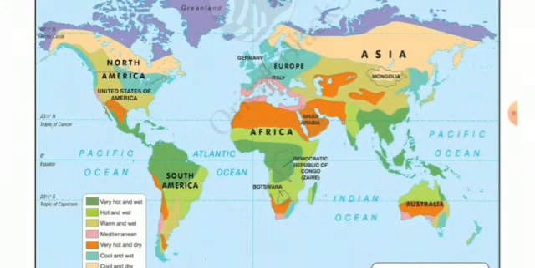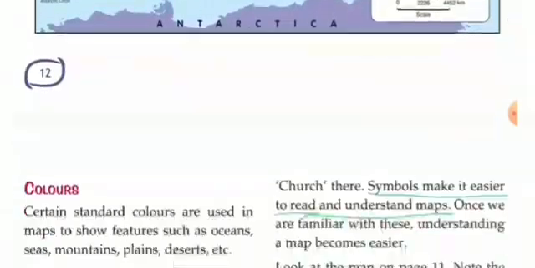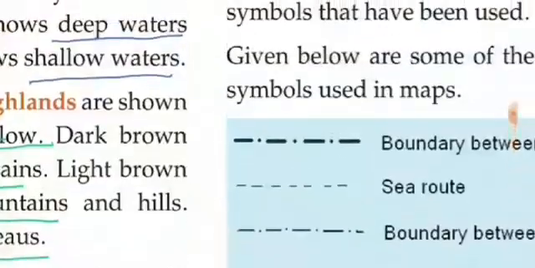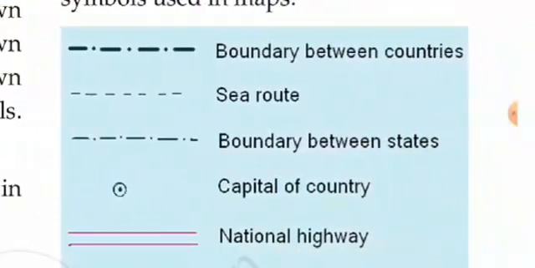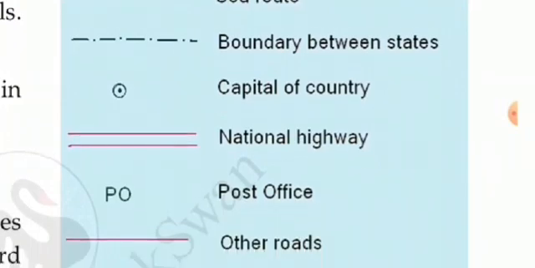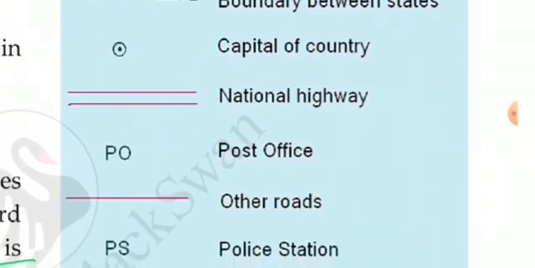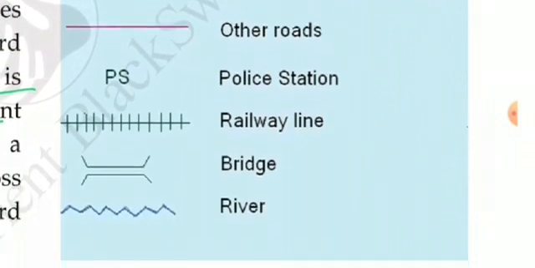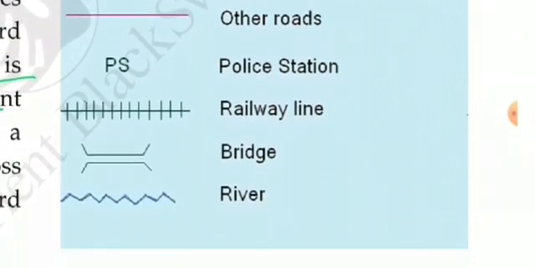Now, in page number 14, some of the standard symbols which are used in maps are given. First one, boundary between countries. Second one, sea route. Third one, boundary between states. Fourth one, capital of a country. National highway, post office, other roads, police station, railway line, bridge and river.